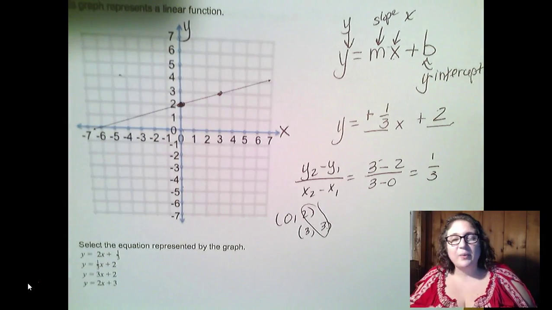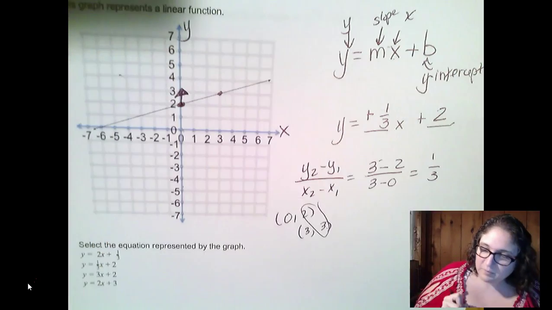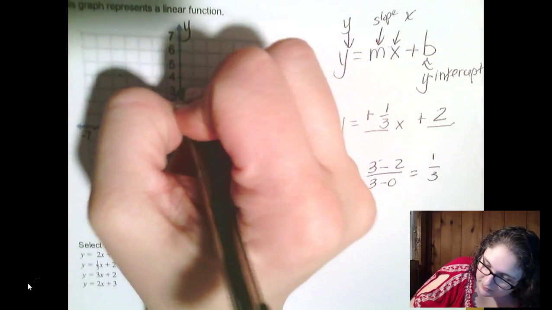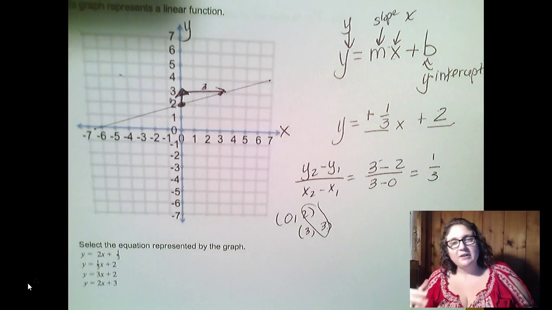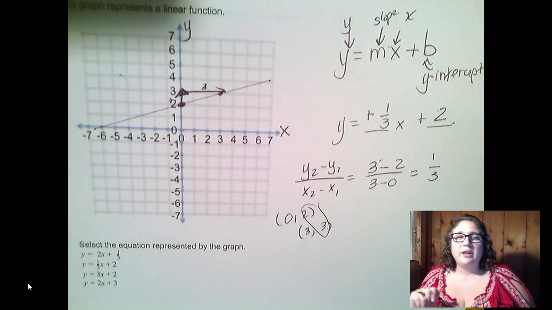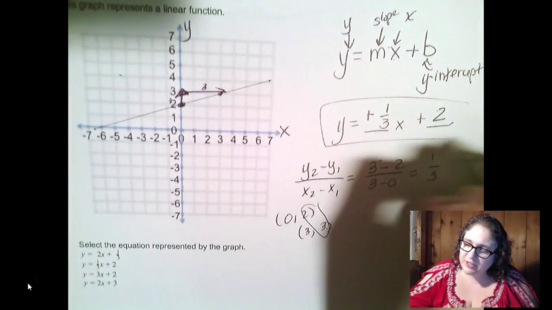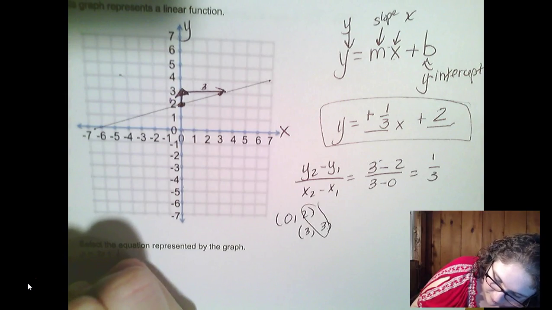Here's the math hack way to do it. Up 1, over 3. 1/3. Love it. Change in y, it went up 1. Change in x, it went over 3. 1/3 x. Okay, so here's our equation. We go down here, we know it's going to be choice 2.